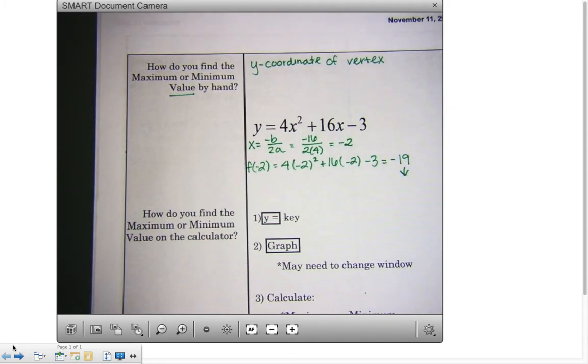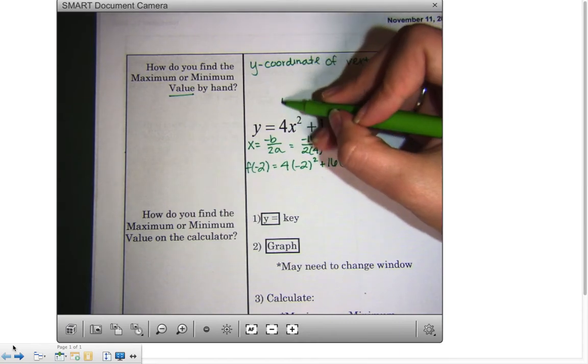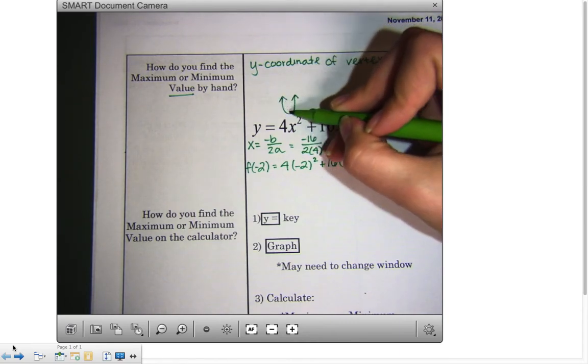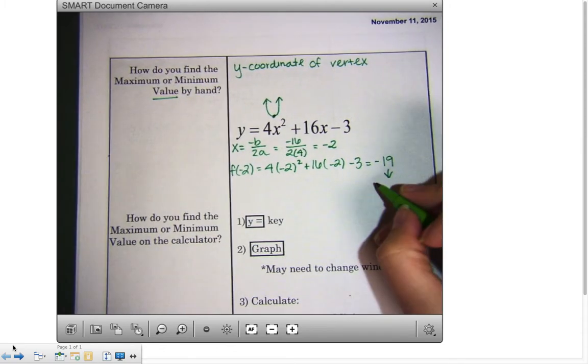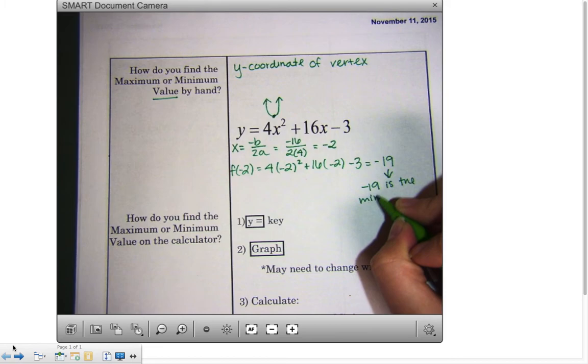That is your minimum. I know it's my minimum because 4 is positive, so this parabola would face up, which means it has a minimum. So negative 19 is the minimum value.